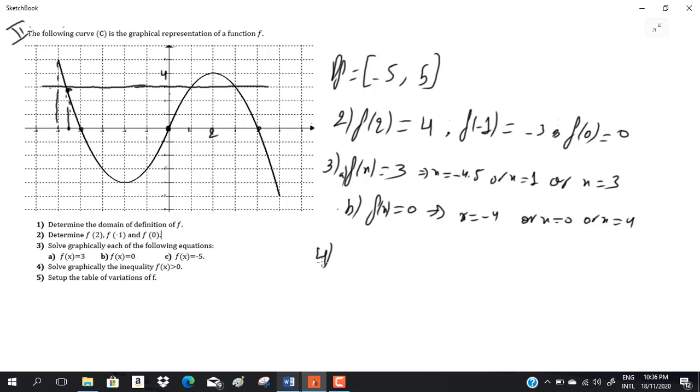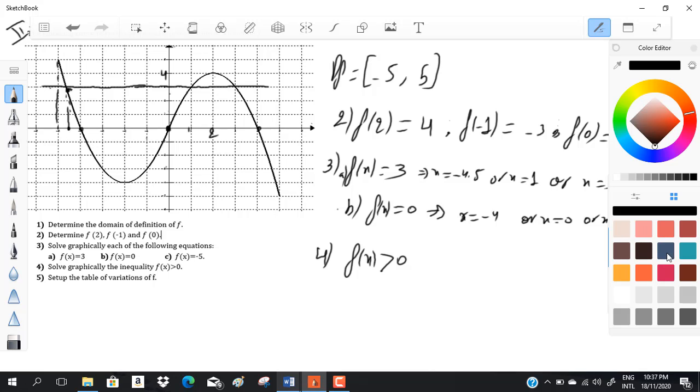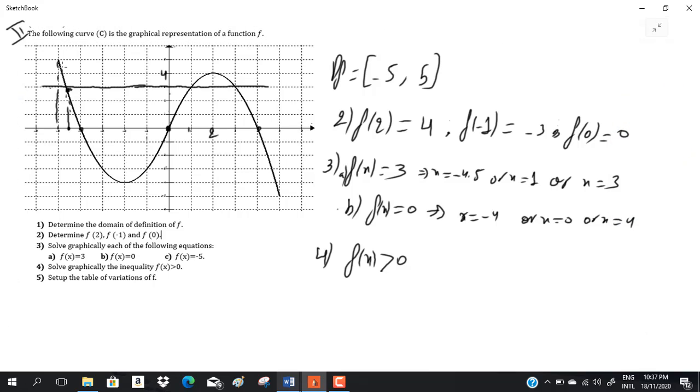Part 4. Solve graphically f of x greater than 0. F of x greater than 0 is when the curve is above the x-axis. Okay, when the curve is above the x-axis, let's just change the color. This part of the curve is above the x-axis, and this part of the curve is above the x-axis. This part starts at -5 and ends at -4. This part starts at 0 and ends at 4.